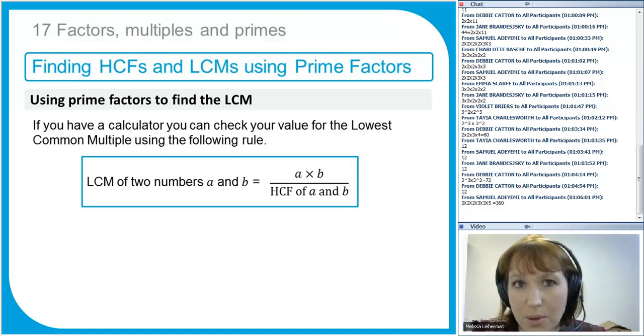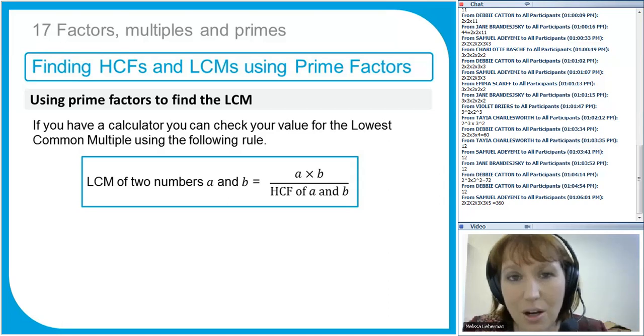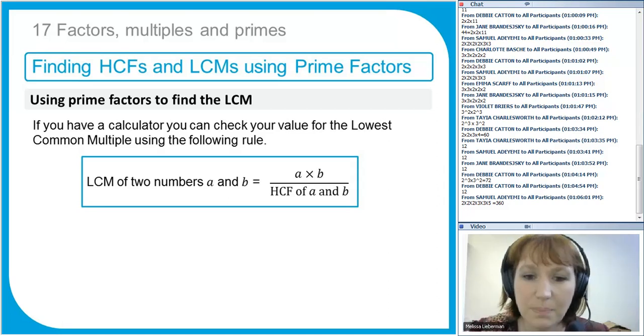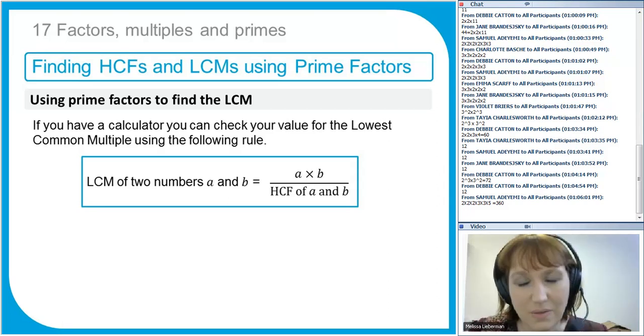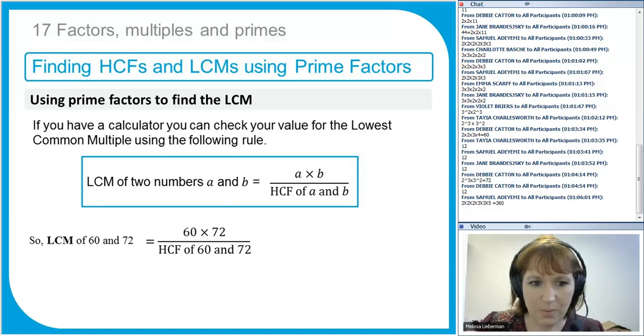So you know that if you multiply two numbers together, that is going to be a common multiple, but it won't be the lowest one. Divide by the highest common factor, and that will give you the answer. The numbers will get quite big, but if you've got a calculator, no problem at all. Let's look at an example, the one that we just did.